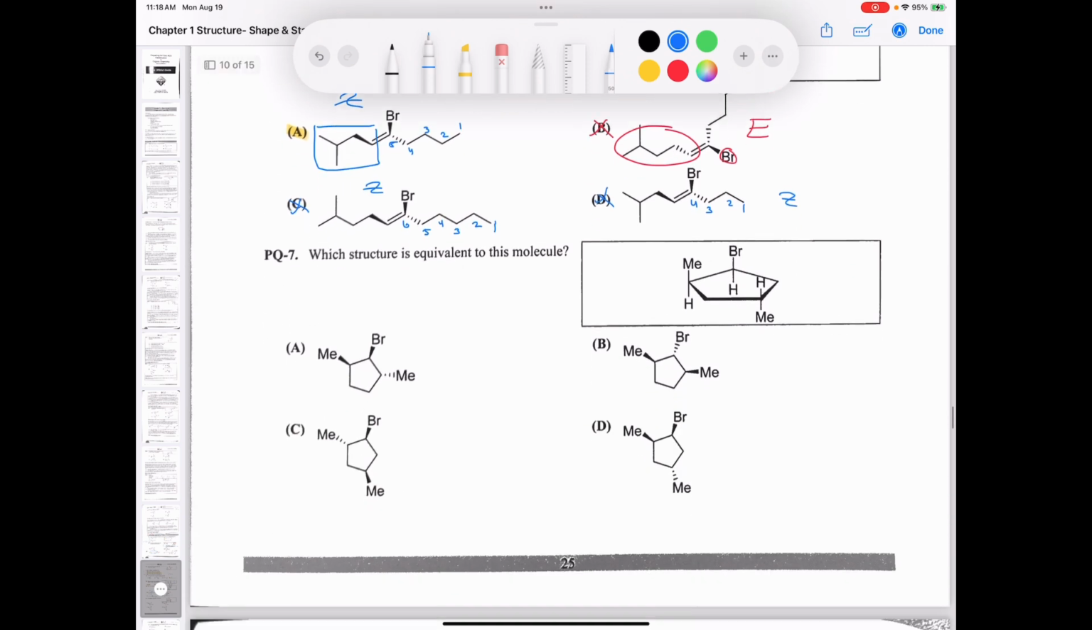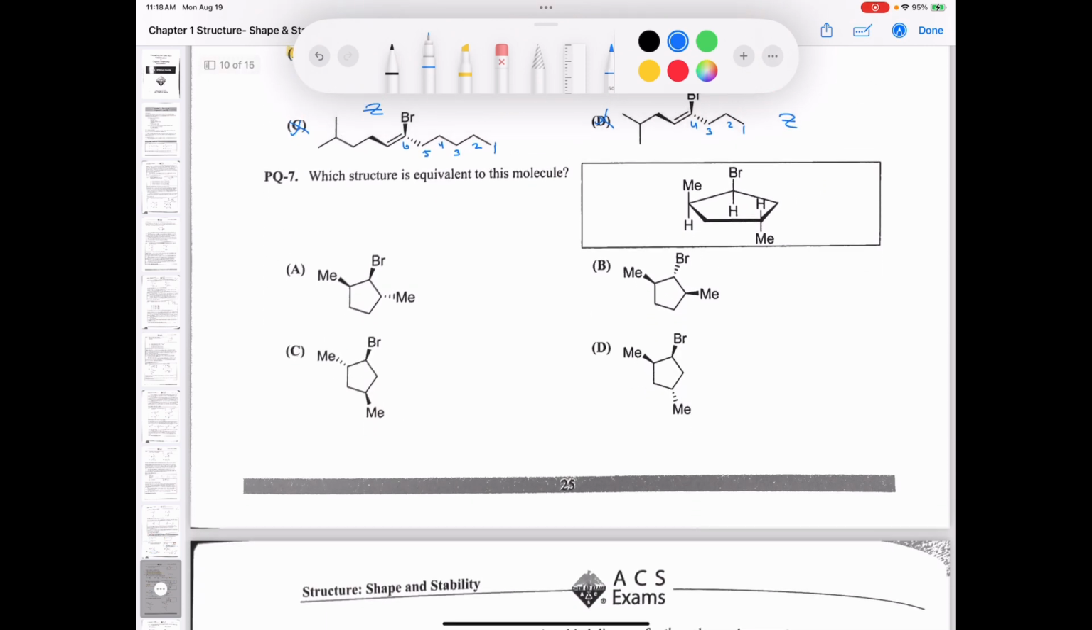Okay, moving on to number 7. Which structure is equivalent to this molecule? Keep in mind, this is a Haworth projection. It's a way of representing molecules in 3-dimensional space. If we think about redrawing the cyclopentane like this, with this carbon being up here, we can see that the bromine is coming up, so I'll put that on a wedge. Then the methyl to the left of it is coming up like this. And then if we skip this carbon, then 1 carbon away, this methyl group is going down like that. And so you see that what we've drawn here is D.